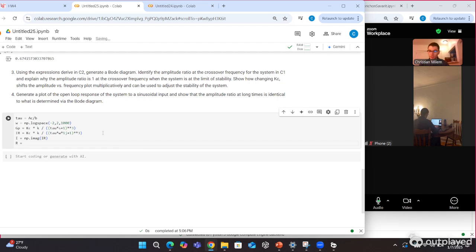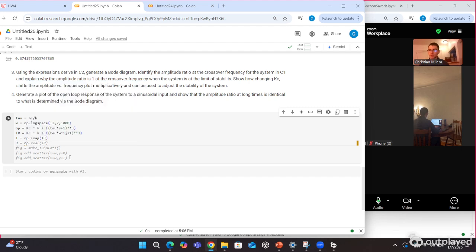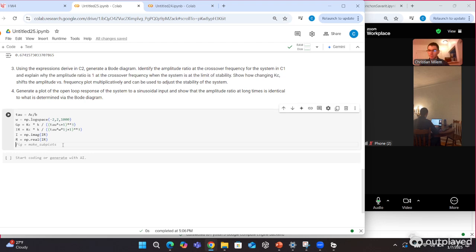R is equal to np dot real. Also, I don't know where all of this auto-generated code is coming from. Sometimes it gets it right for what I want to do, but sometimes it doesn't. I'm not sure what's going on with that. So that's our I and that's our R.